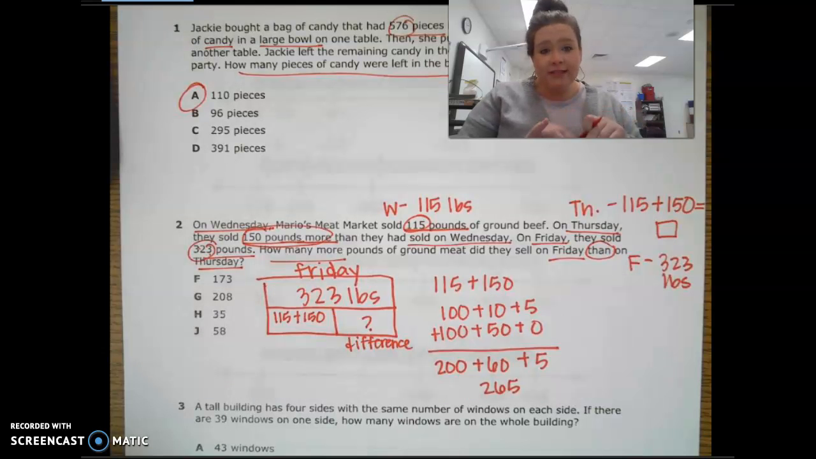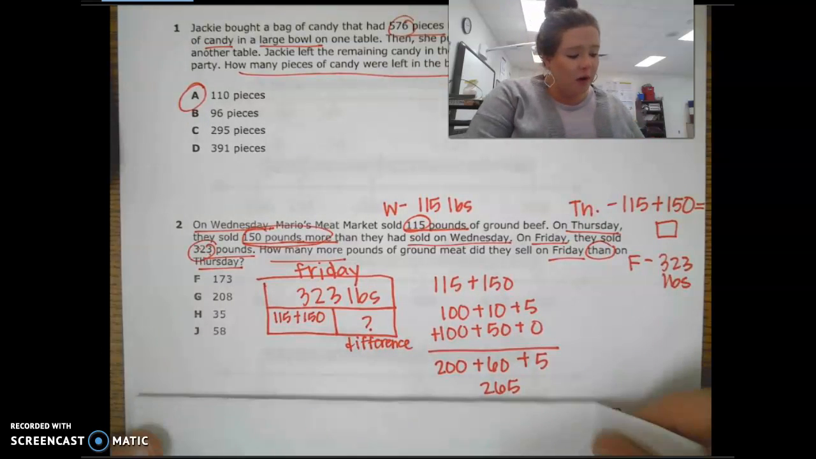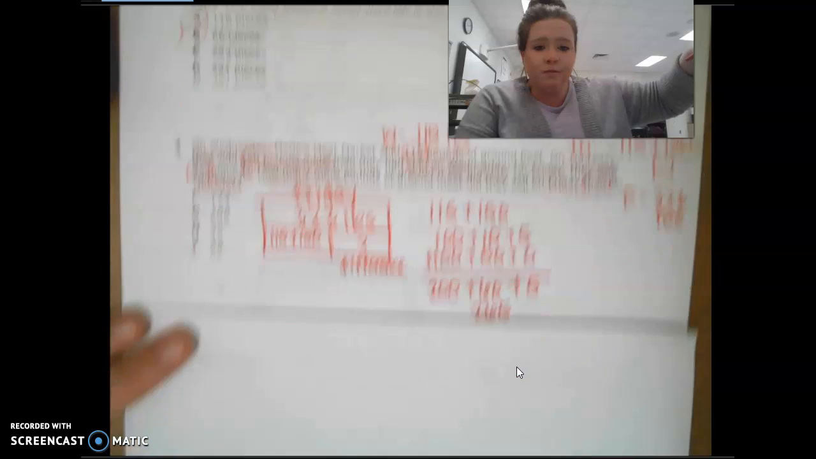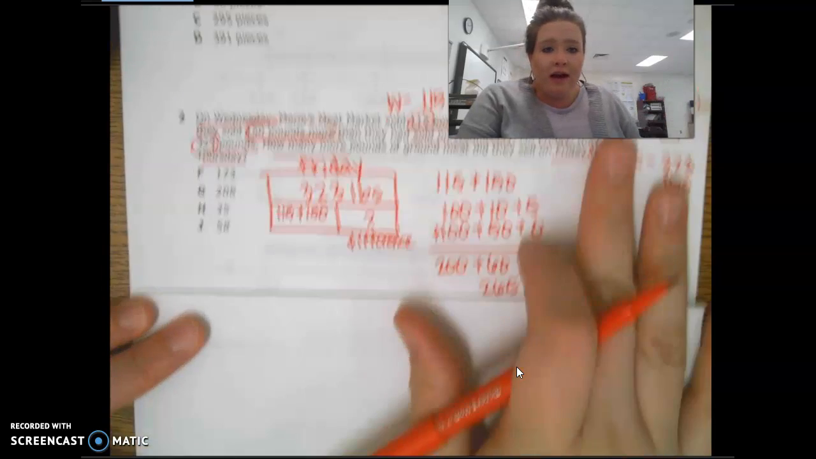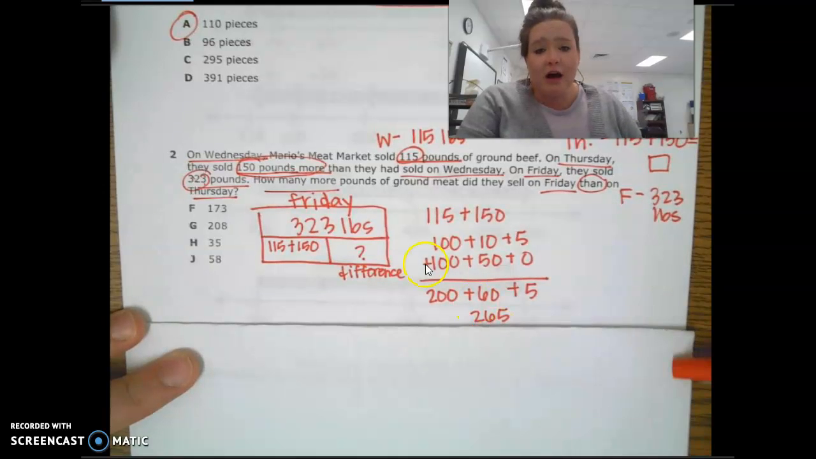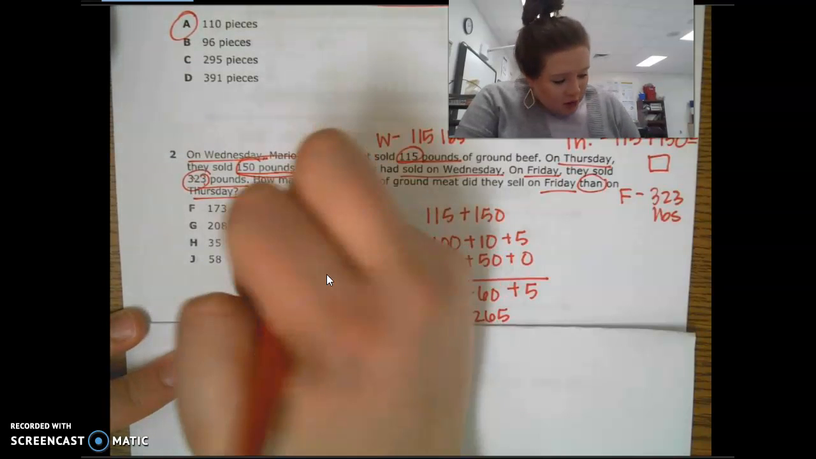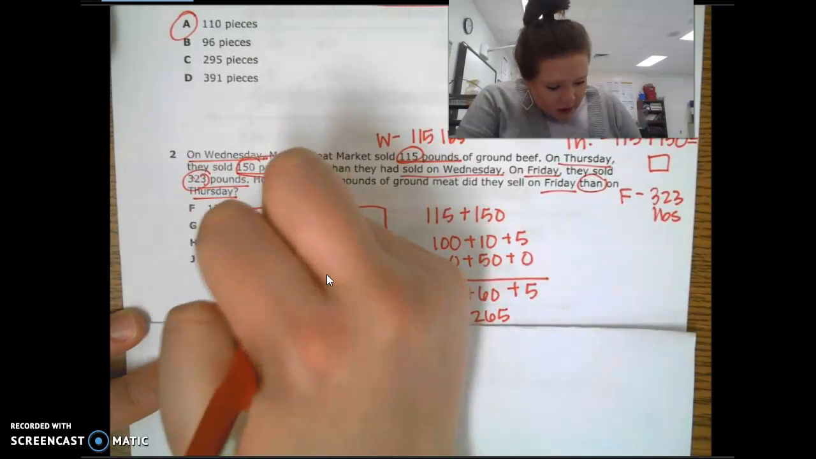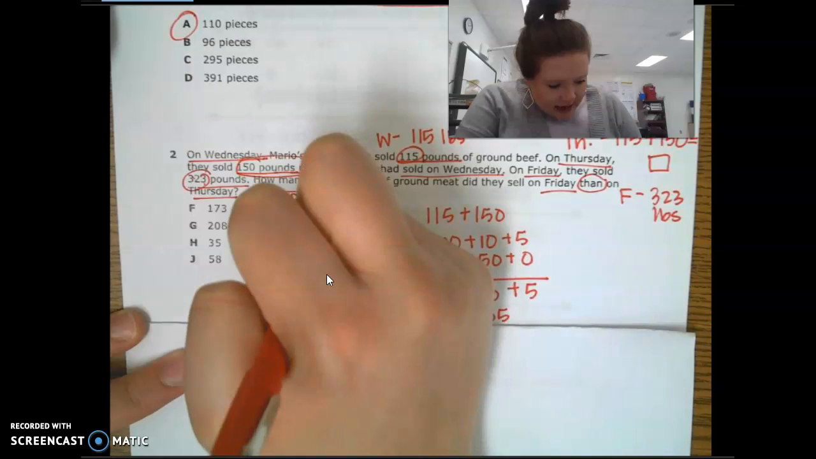The problem does not tell you that. We have to go figure that out. The problem does not give us that answer. We have to use what we know from the story problem to figure that part out. Okay? So this is 265 pounds on Thursday.